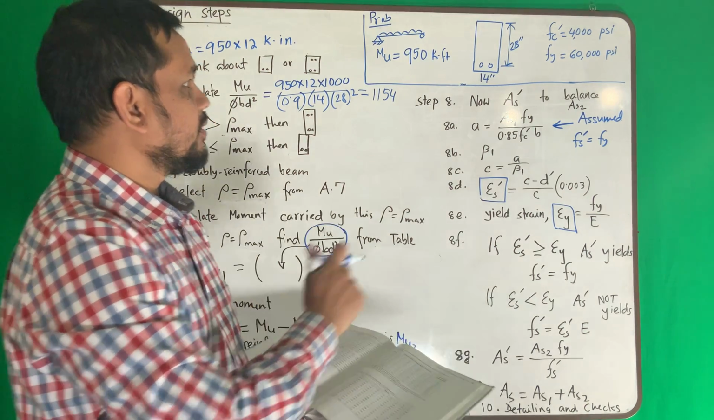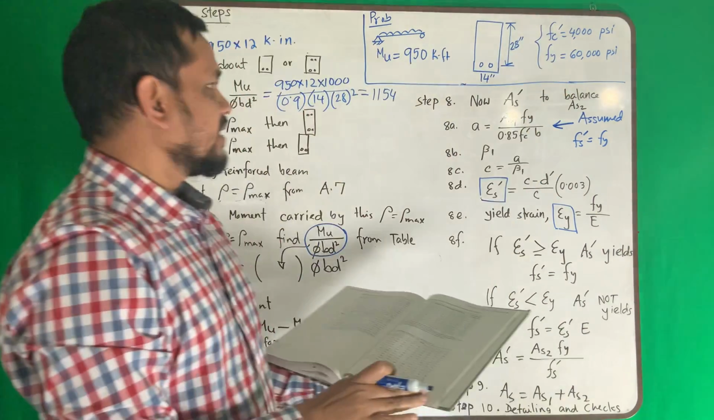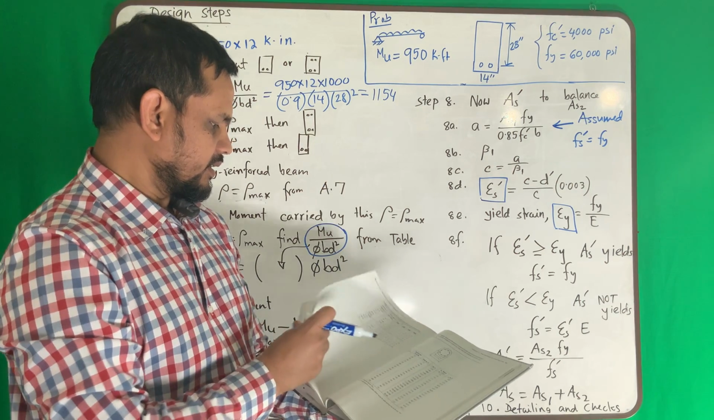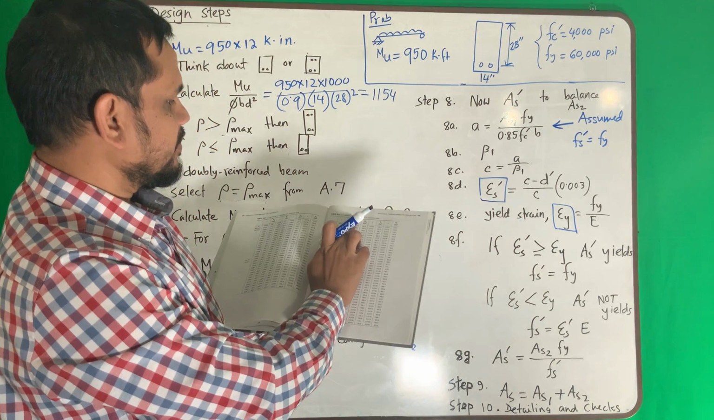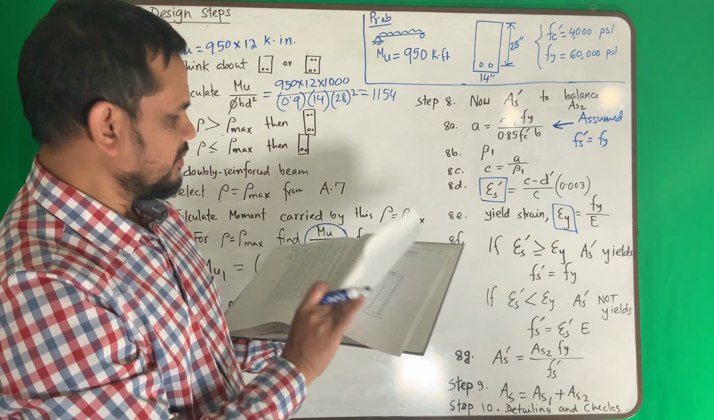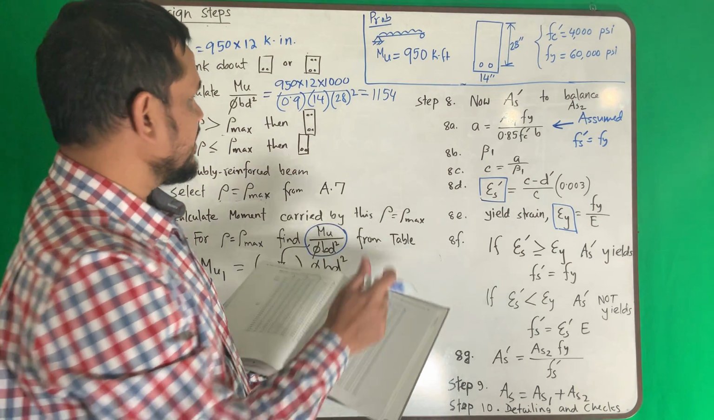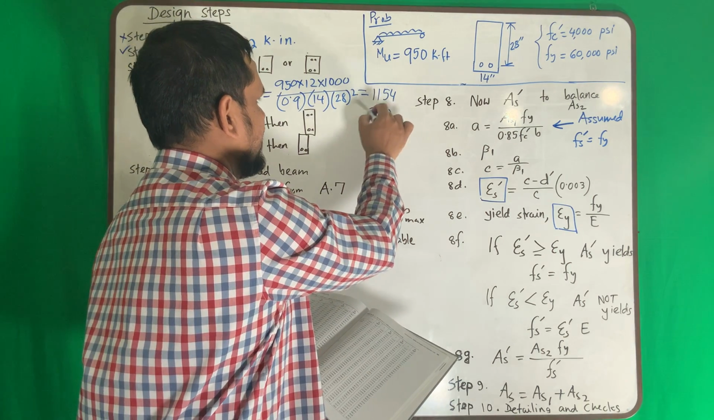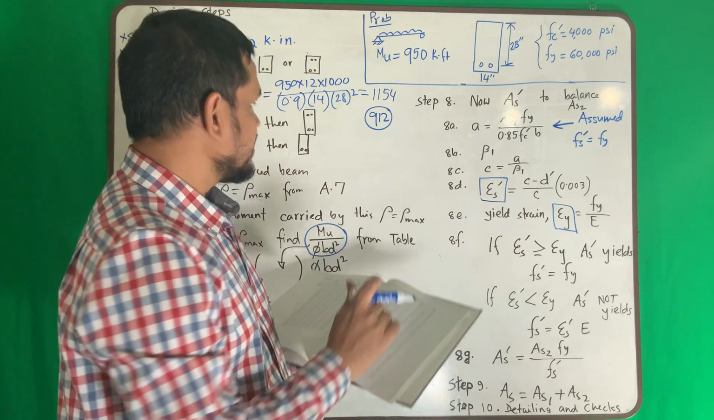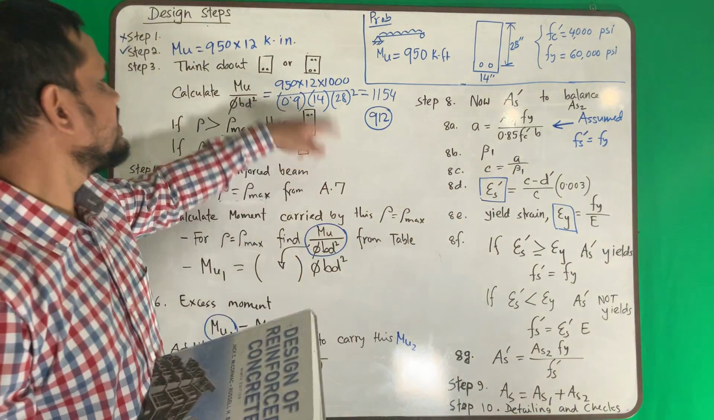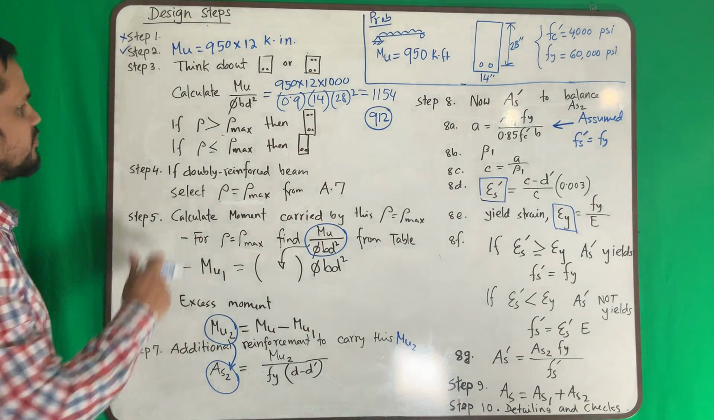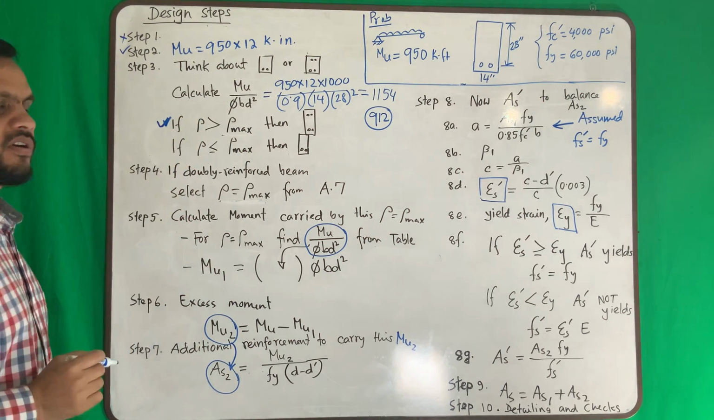If I go to your book, appendix for this material, 4 KSI, 60 KSI, in table A13, I can see the maximum value. The maximum value given is 912, and that is for rho 0.018. That means it is exceeding. So this value is exceeding the limit. That means my rho is more than the rho max.